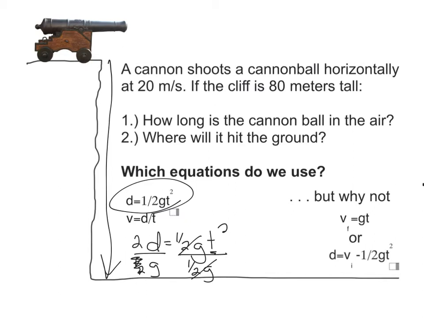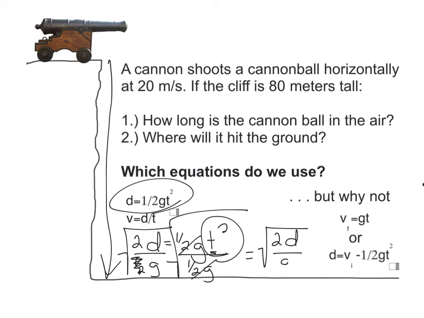And also we have time right over here, and we want to get that by itself. So if time is squared, the way we get that is by taking the square root of both sides. Man, that's messy, so let me just rewrite this. What we know is that the square root of 2 times the distance divided by acceleration due to gravity is equal to time. Okay, so that's what we're going to use for the first one.